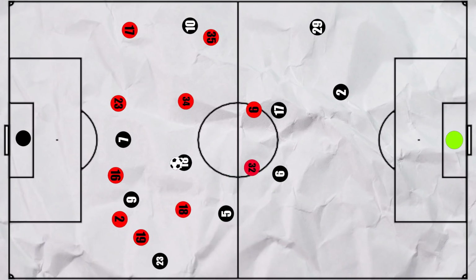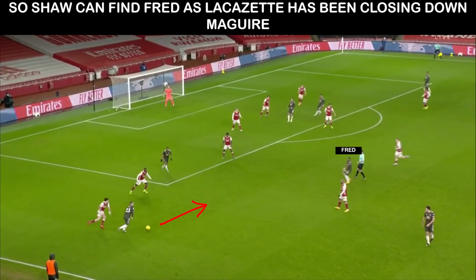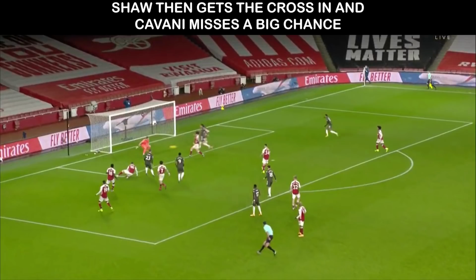This then created space for Maguire to push in, almost as an extra midfielder, to then create space for others higher up. This is illustrated perfectly for Cavani's first big chance. Maguire pushes high up, temporarily drawing Lacazette, whilst Martial is the secondary forward with Shaw wide. Lacazette, momentarily occupied by Maguire, allows the pass infield, which eventually leads to Shaw's cross.